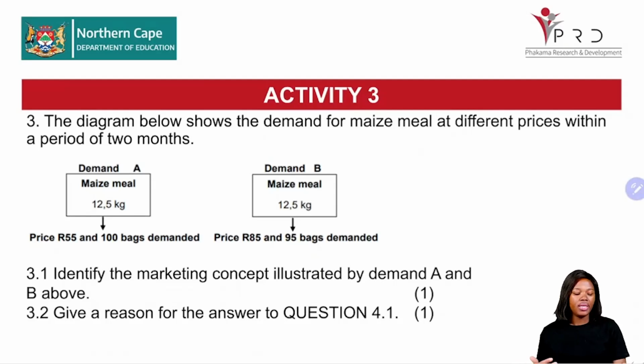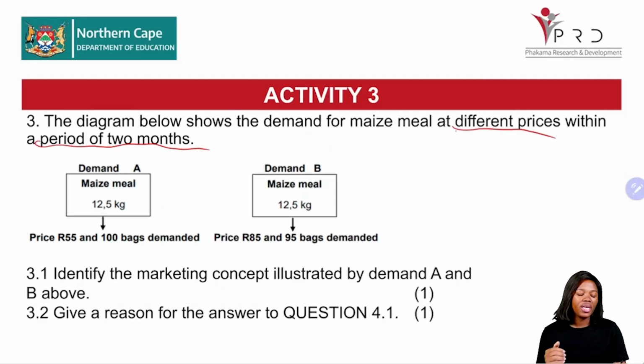Now, welcome back. Let's read the statement and the questions and be able to answer them. The diagram below shows the demand for maize meal at different prices within a period of 2 months. Once you see different prices within a period of 2 or 3 months, that is when you will know that we are speaking about price elasticity: how the change in price affects the change in demand or supply. But in this case, we are focusing on the demand.